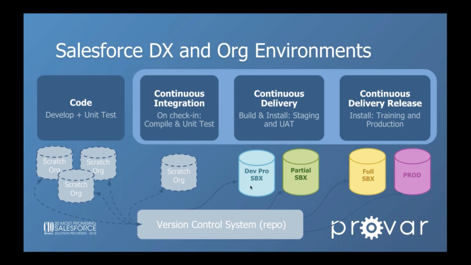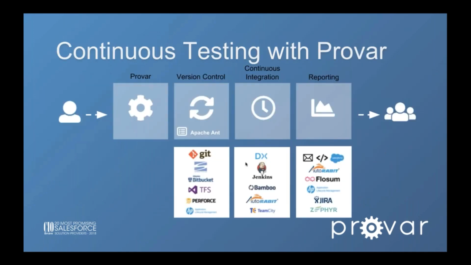Behind all of these, whether you're using Salesforce DX and Scratch orgs or sandboxes, you're going to have a version control system. How Provar works with this is we allow people to author tests in Provar, and they can commit those changes to a common version control repository, whether that's Git-based on GitLab, GitHub, Bitbucket, or any other tool that you want to use, Subversion, and so on and so forth.